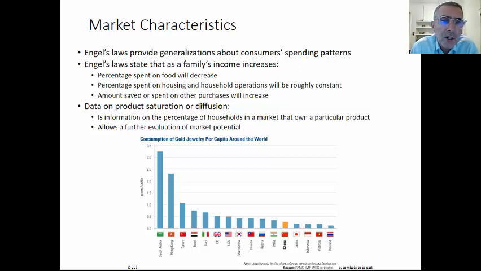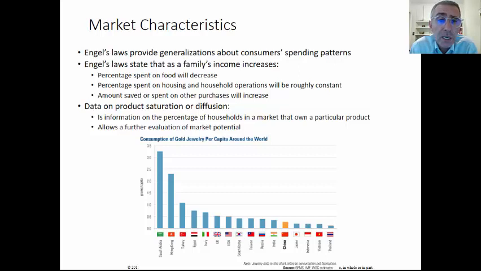All right, data on product saturation or diffusion is information on the percentage of households in a market that own a particular product and allows further evaluation of market potential. So what I have here is just a fun little example. The book talks about jewelry, what countries spend how much on jewelry. Everybody has a different relationship with it.